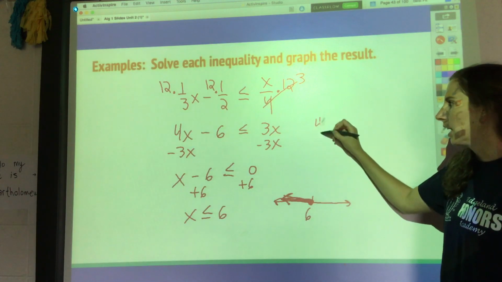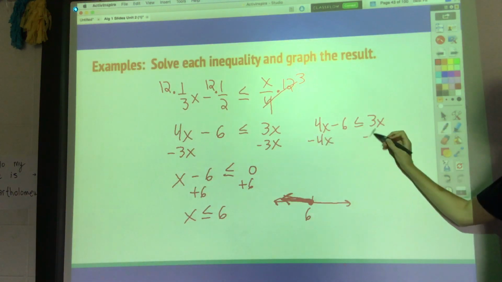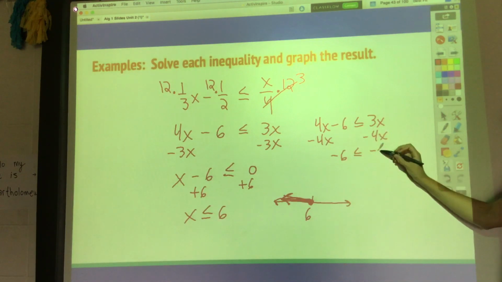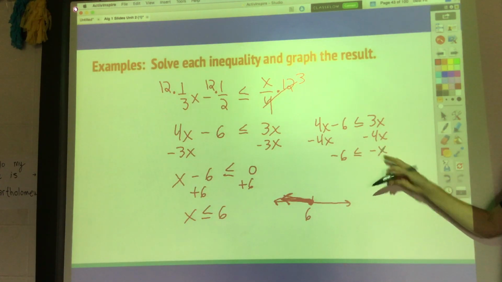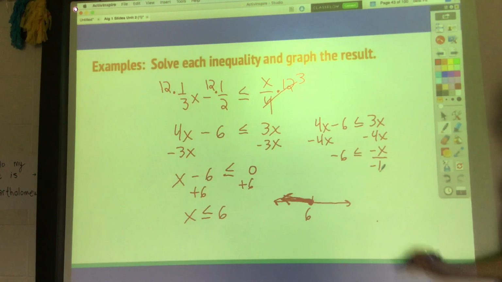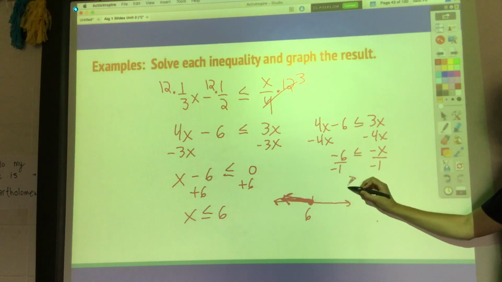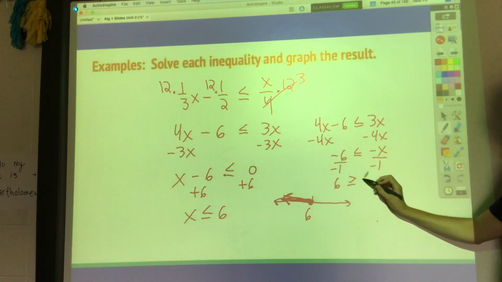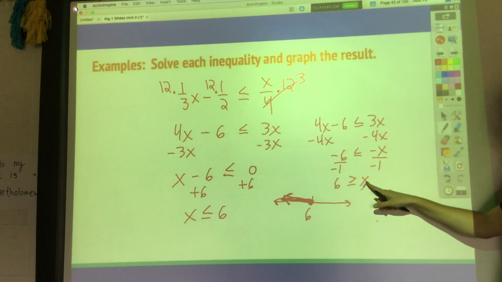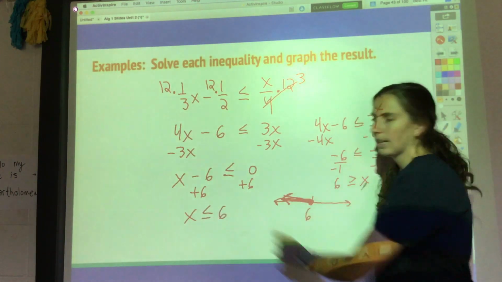If you'd done the other way, if you'd subtracted the 4x instead, you'd get negative 6 is less than or equal to negative x. And then to get rid of the negative, you'd have to divide by a negative 1 or multiply by a negative 1. When you do that, it flips the sign. So it would now be greater than or equal to 6. And so I have 6 is greater than or equal to x, which is the same thing as x is less than or equal to 6. Just flip this, and you would get that answer.